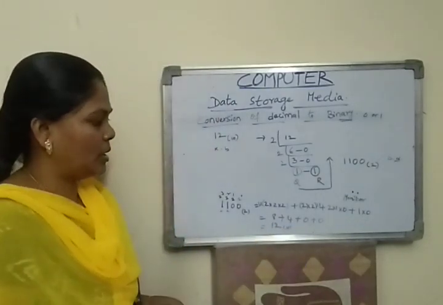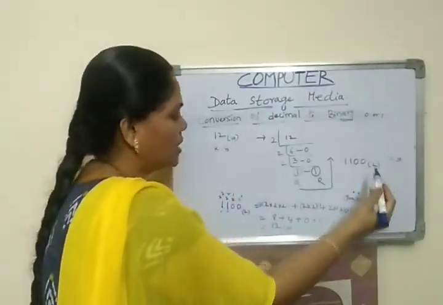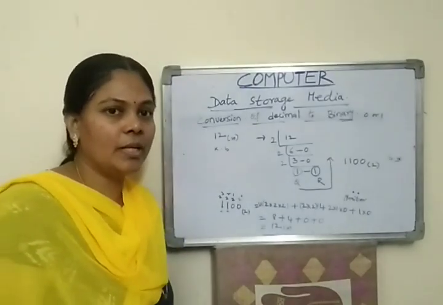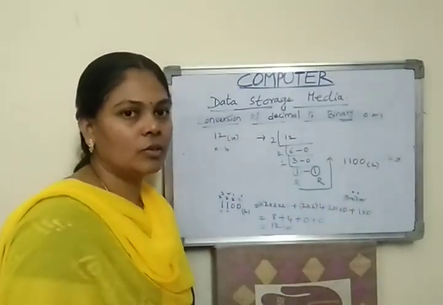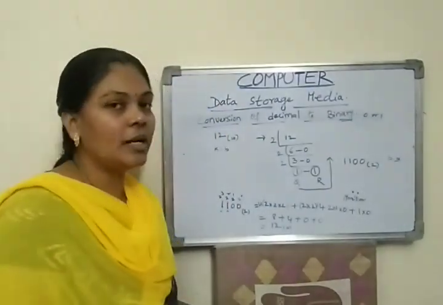Base 10. Decimal. Like this we have to convert decimal to binary, again binary to decimal. It is converted in the memory and those values are stored and it is displayed on the monitor. Like this the conversions will be done. Okay.